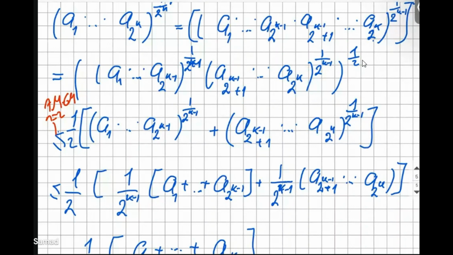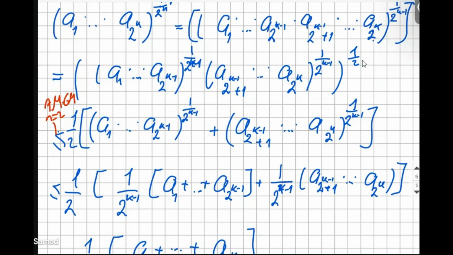Okay, now we want to use the induction hypothesis. Since we now have 1 over 2^(k-1), we can use that. And it was also the case where we proved the inequality for n equals 8: we used the fact that it holds for 4. And when we proved 4, we used the fact that it was true for 2.